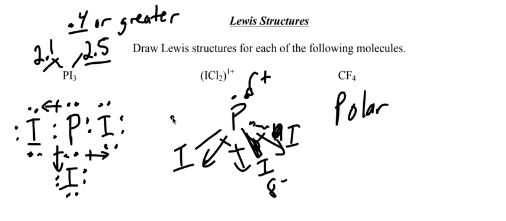So the only way you can have a polar molecule is if you have polar bonds. But just because you have polar bonds doesn't mean for sure that it is a polar molecule. Sometimes these dipoles can cancel each other out. So you really need to think about the shape. Is the shape allowing you to have one side of the molecule positive and the other side negative?